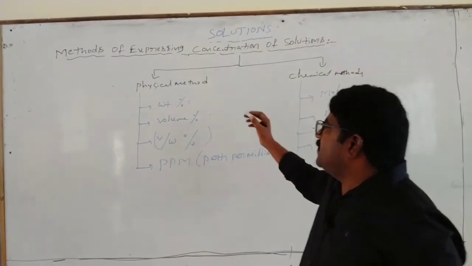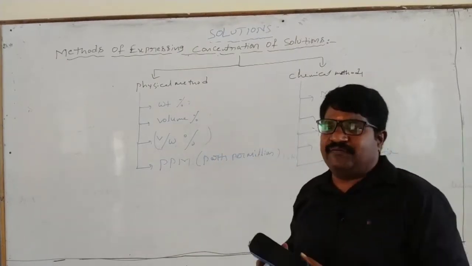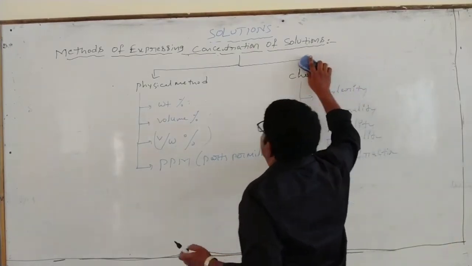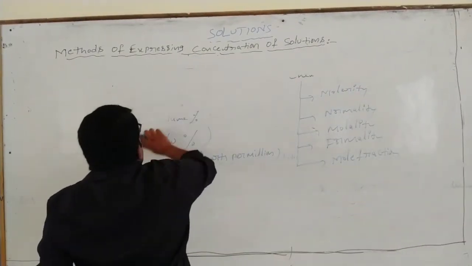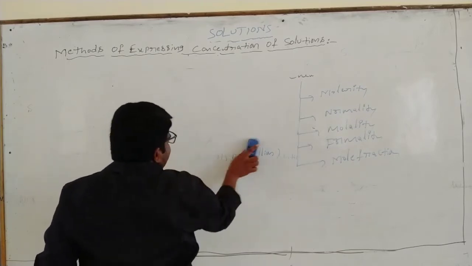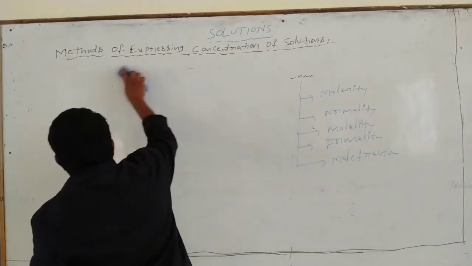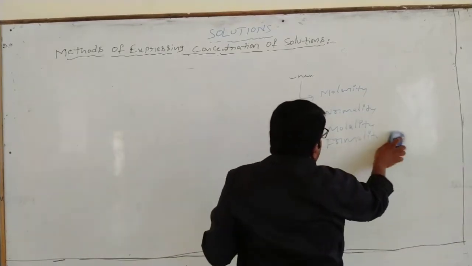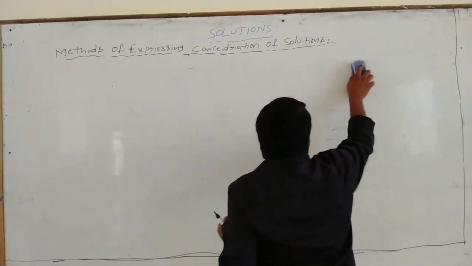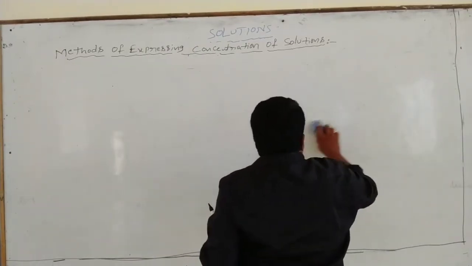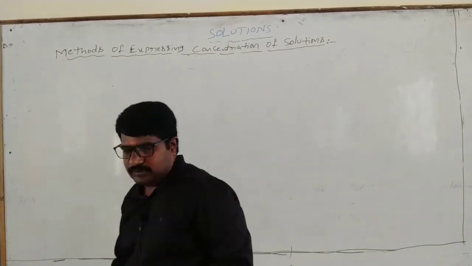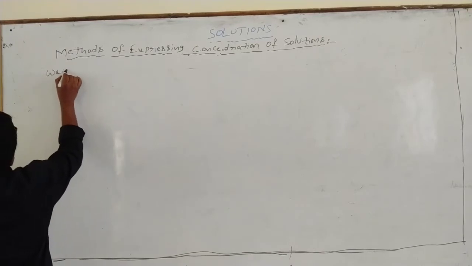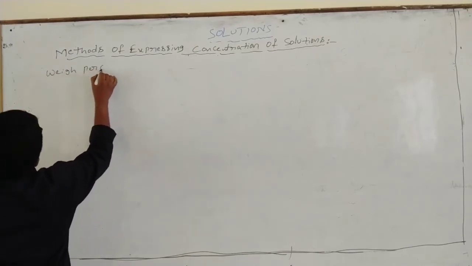So what is weight percentage? What is weight fraction? How to calculate weight percentage? Percentage indicates how much? That is 100. It means 100 grams of solution containing how much amount of solute. That indicates weight percentage. So how to define weight percentage? So first one is weight percentage.